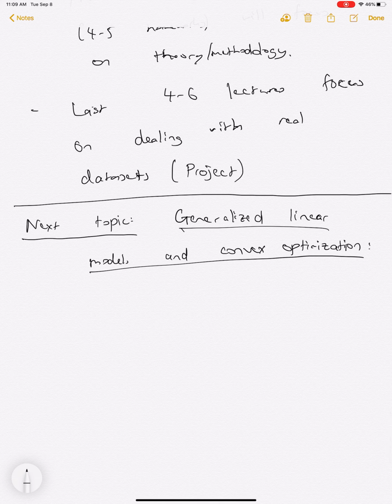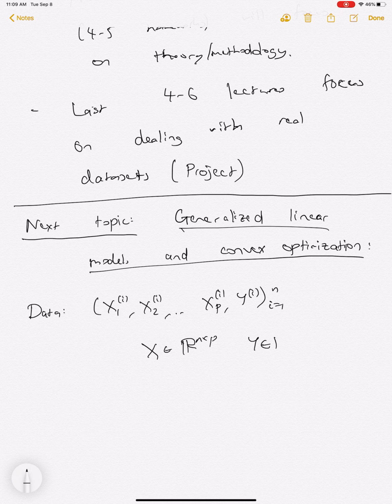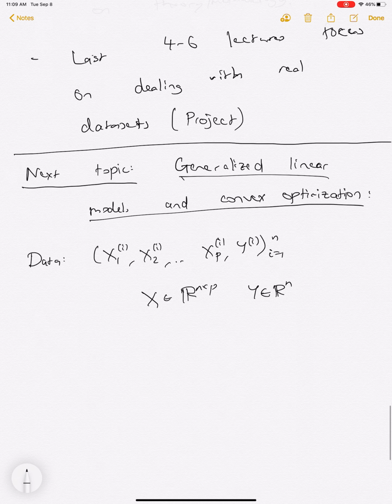So once again, the data that we're dealing with here is multivariate supervised data. Now we're using the original notation where the subscript denotes the covariate index, whereas the superscript denotes the sample index. And once again we can write this in this convenient vector matrix notation.